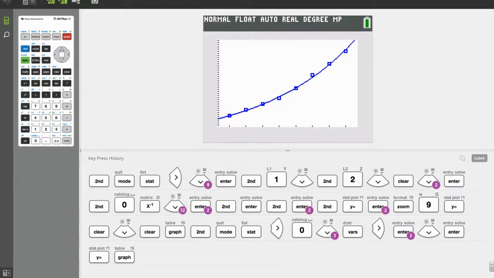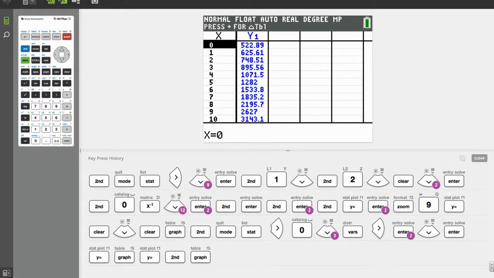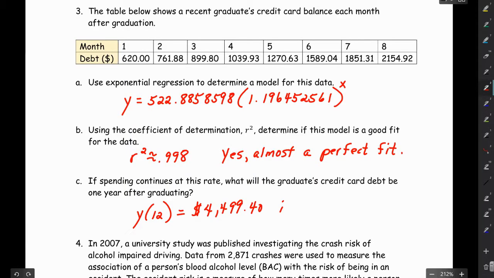we could look at our table of values. I've stored my equation. You could type it or store it the way I showed you. And then we could look at the table of values. We'll go to second graph to look at the table of values. And we want to know what's the debt at month 12. So at month 12, looks like we're at about $4,499.40 in debt. So we've come up with a model, and then we've used our model to make a prediction with our data.